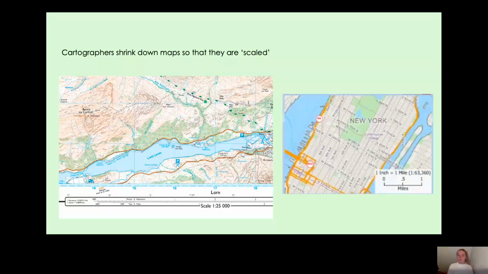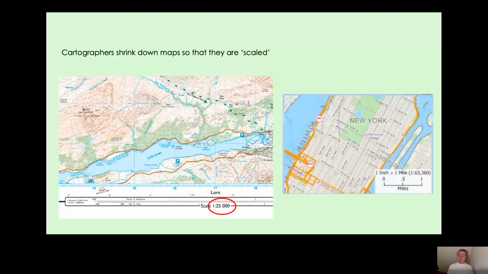So can you see on the first map, it says scale, circle it, there you go, 1, and then 2 dots, and then 25,000. What could that mean? Because that's the scale. So that's telling us how much bigger things are in real life compared to on the map. But why is it 25,000?